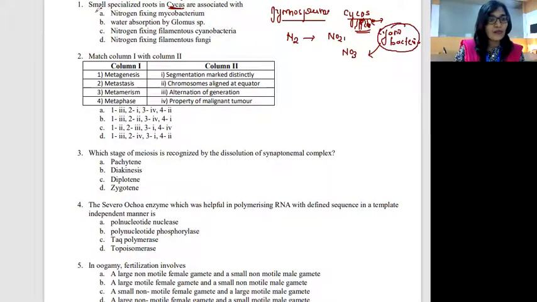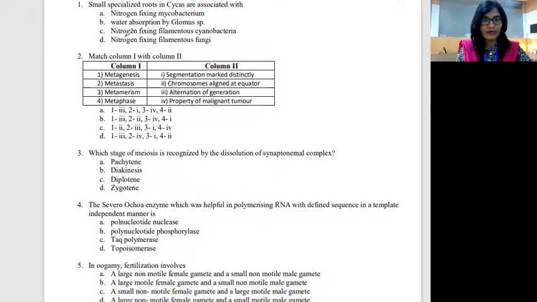So we can say a small specialized root in cycles are associated with cyanobacteria, that too a filamentous cyanobacteria. You can remember Nostoc is one such example of filamentous cyanobacteria. So the answer to this question is very simple. It's going to be option C. Okay, let's mark it. Option C.